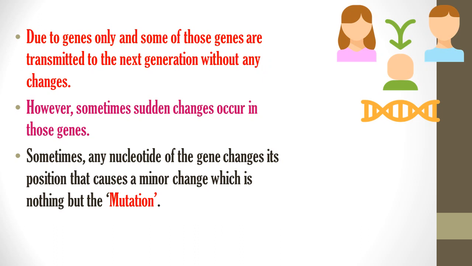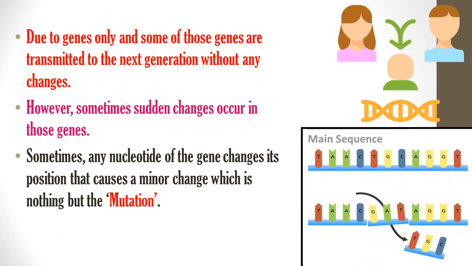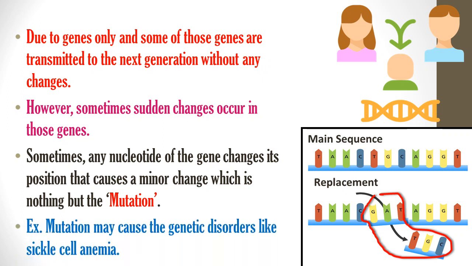which is nothing but the mutation. So here you can observe the two strands, where the first is the main or original sequence of the gene, and next is the replaced or mutated part of the gene. So here you can observe the GAT has been broken, or it changes its position, and instead of GAT, that is guanine, adenine and thymine, it becomes TGC. Okay, so this is a mutation in which a change in the nucleotide position takes place. So some mutations may be minor but some may be considerable. For example, mutation may cause genetic disorders like sickle cell anemia.